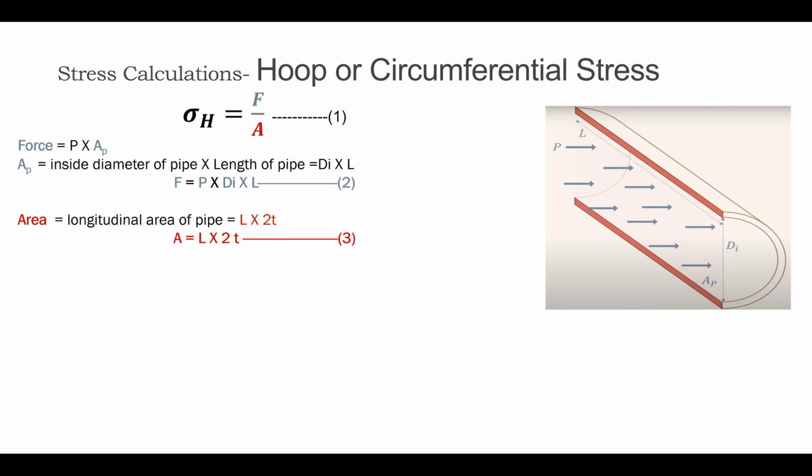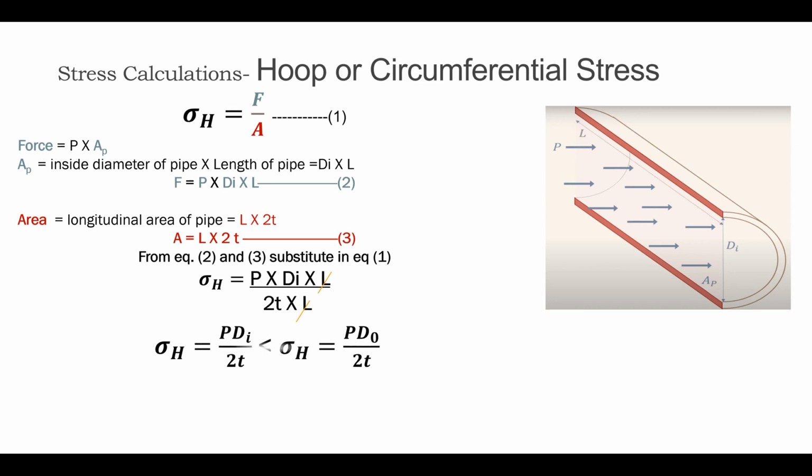Let's substitute these two values from equation number 2 and equation number 3 into equation number 1. We find that sigma H, which is the circumferential or hoop stress, is equal to P into Di into L divided by 2T into L. So L will cancel with L. So the balance is sigma H, which is equal to P Di over 2T.